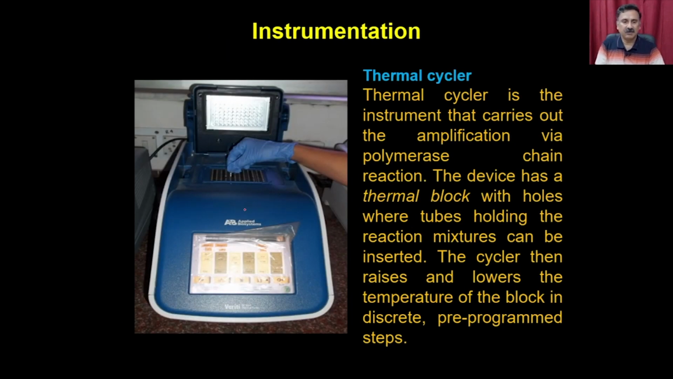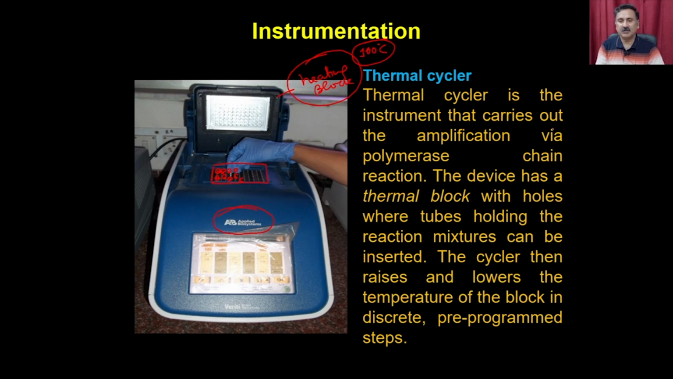This is the thermal cycler from Applied Biosystems. You see these blocks with holes, and in these holes you can keep your Eppendorfs or reactions. And then this is called the heating block, which you use to close the lids, and this heating block is going to be at 100 degrees Celsius. This ensures that there is no evaporation of material from the reaction vials.